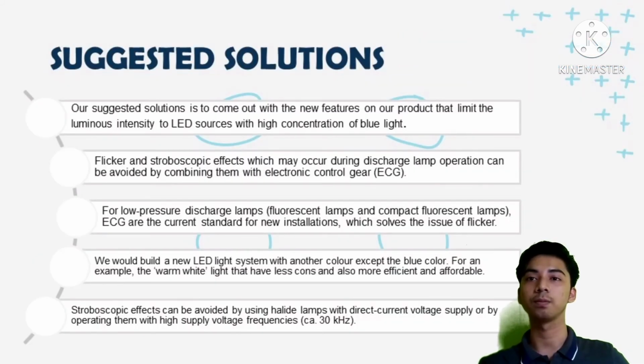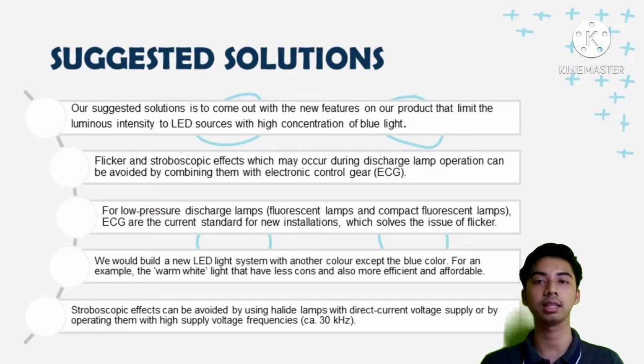Regarding all the issues and problems that we encountered, our suggested solution is to come out with new features on our product that can create a better performing LED-based street lighting. Flicker and stroboscopic effects, which may occur during discharge lamp operation, can be avoided by combining them with electronic control gear (ECG). For low pressure discharge lamps, ECG are the current standard for new installations, which solves the issue of flicker. ECG also offers good service life and energy efficiency.